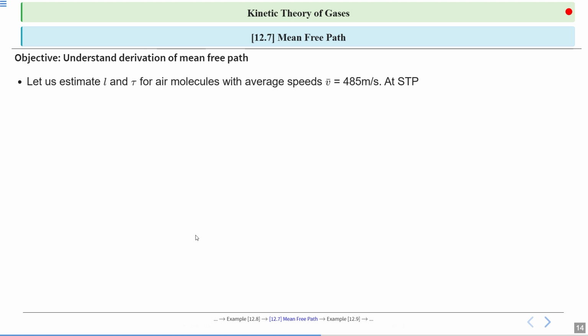So let's start by estimating the mean free path, denoted as L, and the time between collisions, tau, for air molecules. We know that at standard temperature and pressure, STP, the average speed of air molecules is approximately 485 meters per second. This speed is an important factor in determining how often molecules collide.